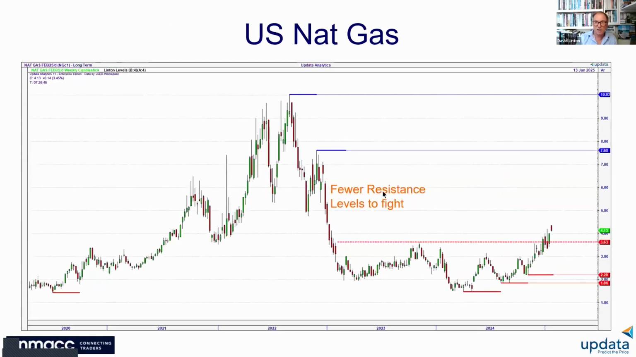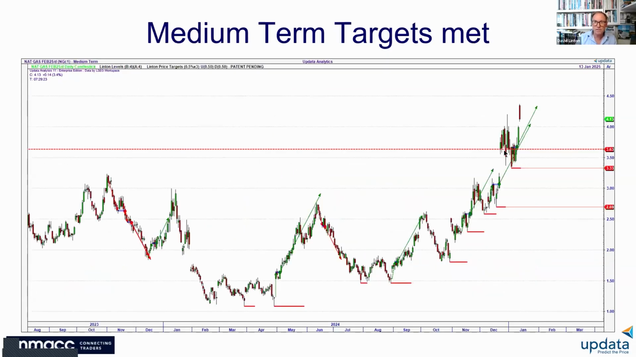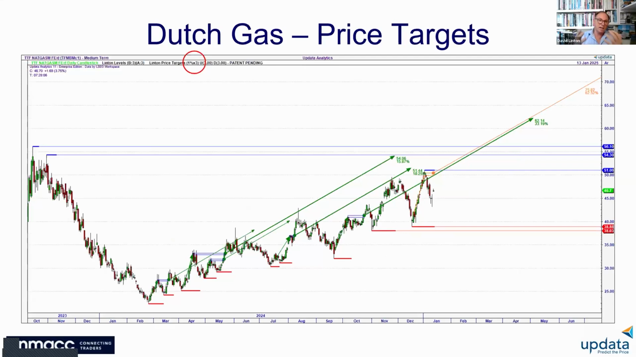If I go back to that chart, we see here the previous level, 363. This 363 level was where we saw the price really seesaw, and then we broke higher. So really significant here, and we seem to be holding that 4 level. So that's bullish for US gas, which then takes us to Dutch gas.